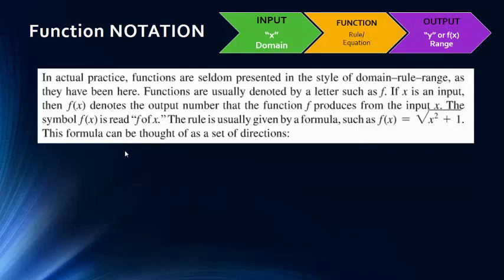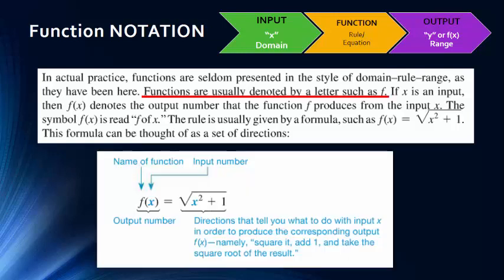In actual practice, functions are seldom presented in the style of domain, rule, range, as they have been here. Functions are usually denoted by a letter such as f. If x is an input, then f of x denotes the output number that the function f produces from the input. All this is saying, it's a lot of words, is that f of x is the same as y. So don't get confused. The symbol f of x is read "f of x." The rule is usually given by a formula, such as f of x equals the square root of x squared plus 1. This formula can be thought of as a set of directions. The name of the function, and we usually use a letter that's related.